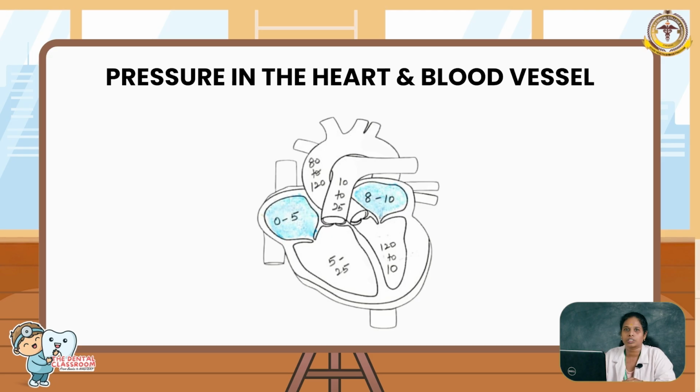Why have I mentioned pressures here? Because your entire cardiac cycle depends upon the pressure gradient. What is a pressure gradient? There will be high pressure in one zone and low pressure in another zone. So always remember, blood flow is driven from the high pressure region to the low pressure region. In this concept only, we are going to study the cardiac cycle.